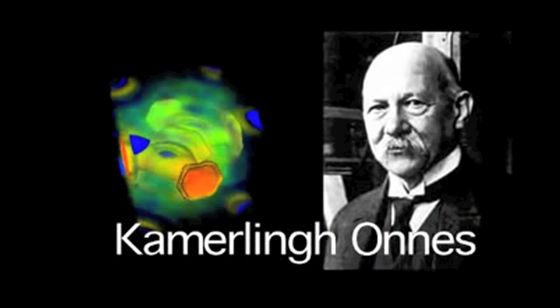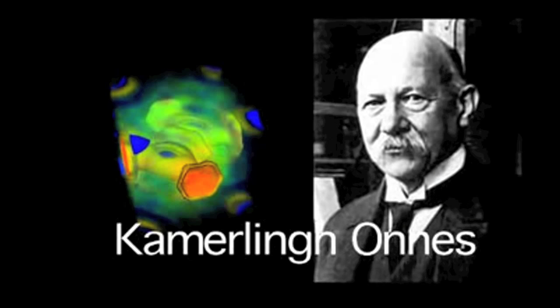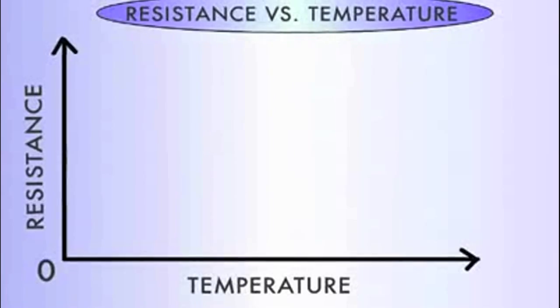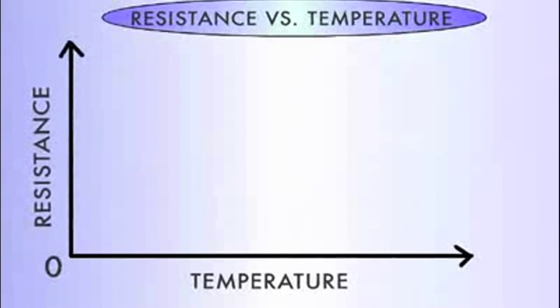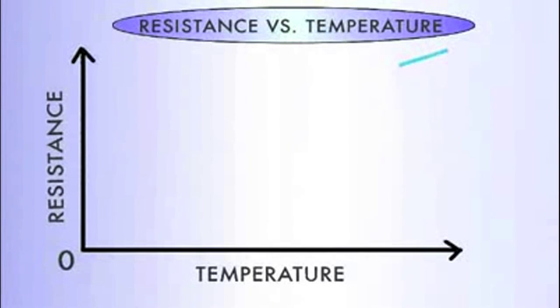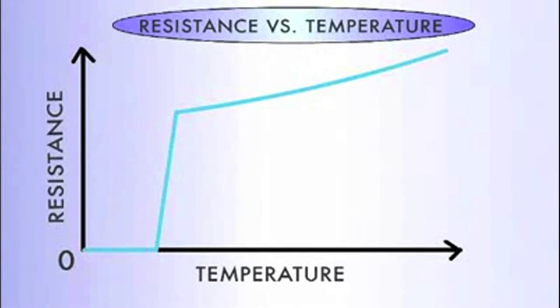In 1911, it was discovered that under certain circumstances, some metals have no resistance. In fact, many metals below a certain critical temperature will allow current to flow free of resistance. These materials are called superconductors. Here is a graph of resistance versus temperature. As temperature decreases, you can see resistance decreasing steadily, but at the critical temperature, it drops sharply to zero.